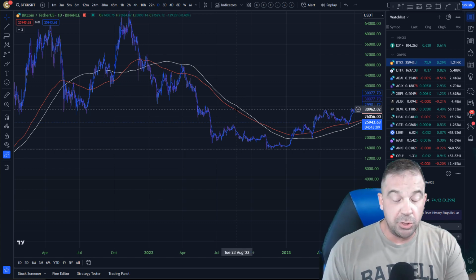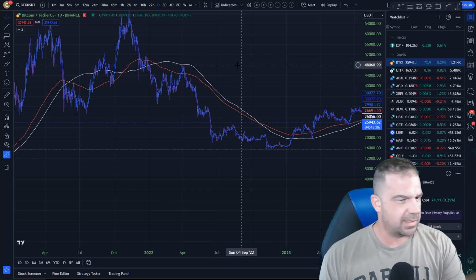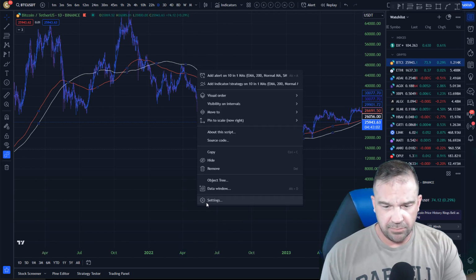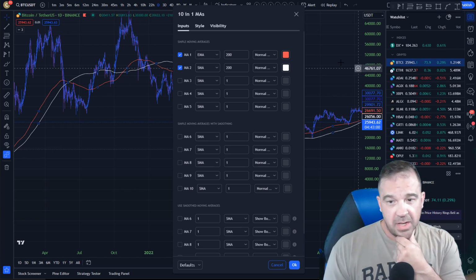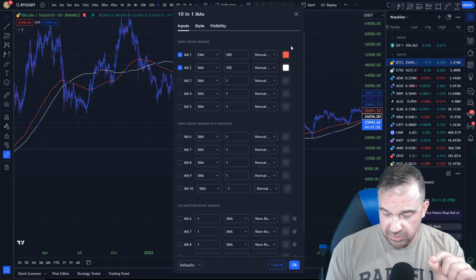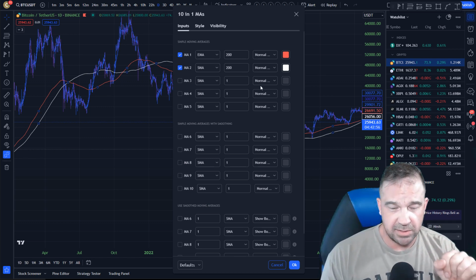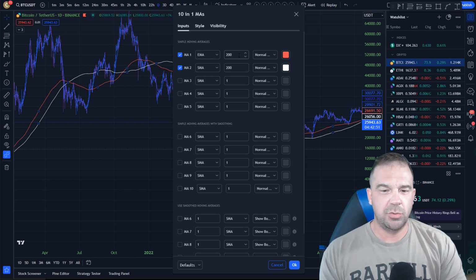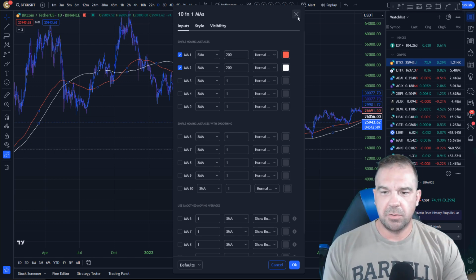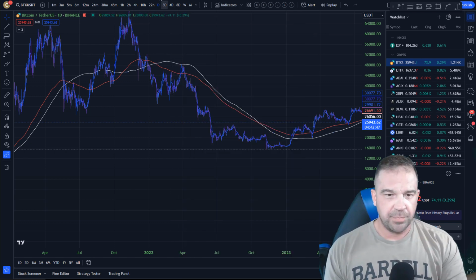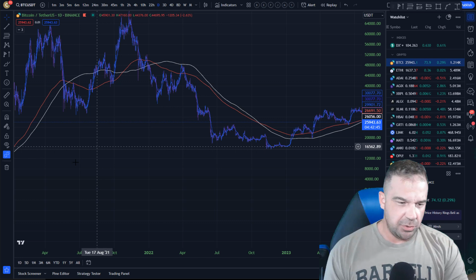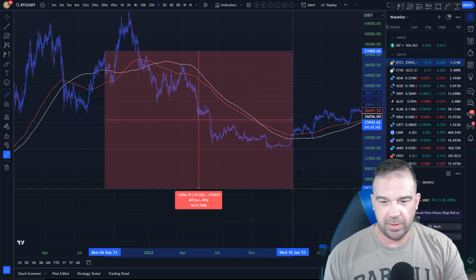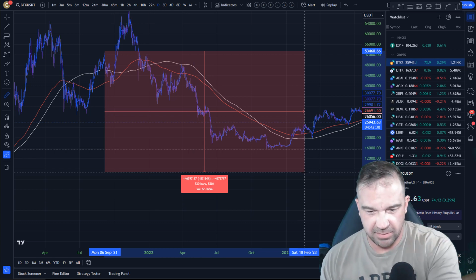I believe these are both 200s. We can look right here and we will see if we go into settings for these. The red one is going to be our exponential and the white one is our simple. Now, because they're 200, what that means is they're 200 periods, right? So as we're on this chart, it's the daily, so it's 200 candlesticks.